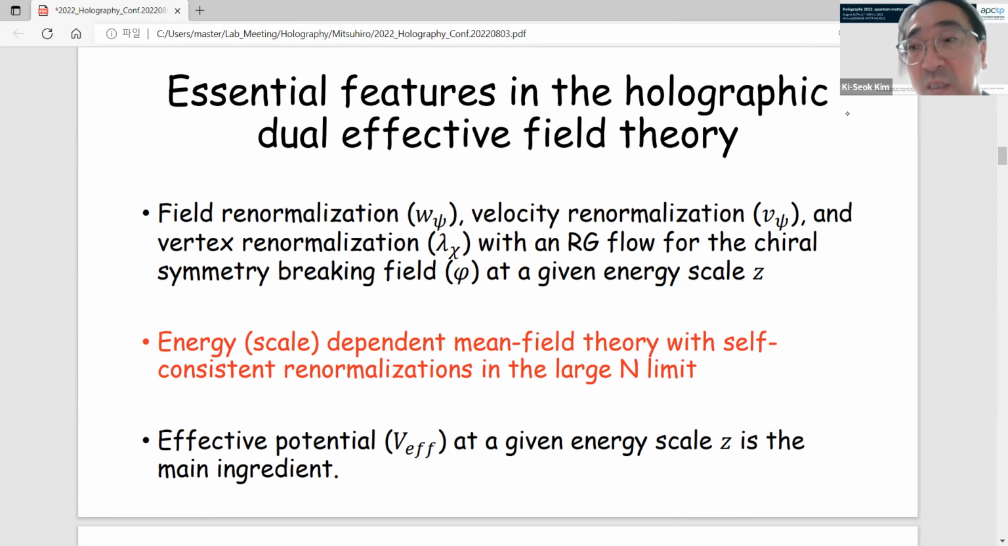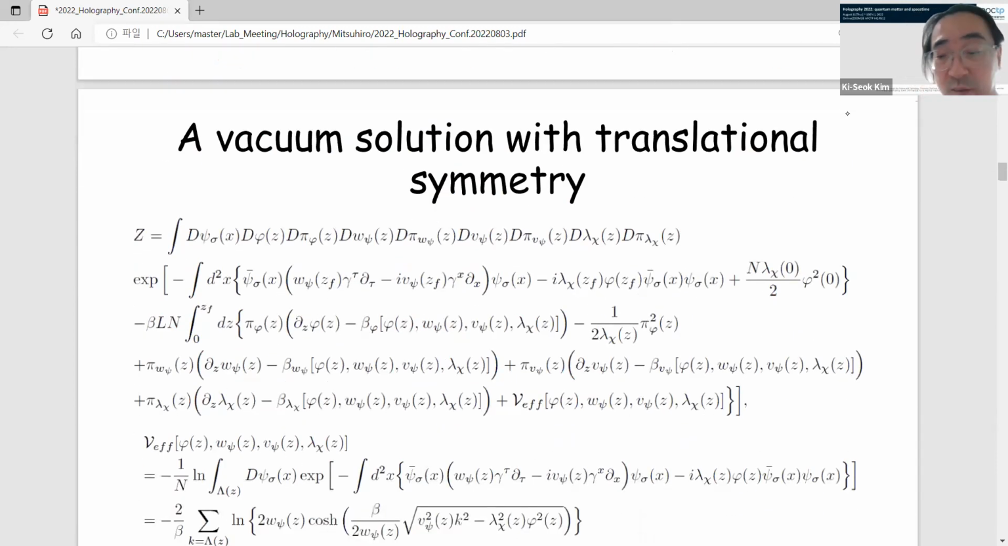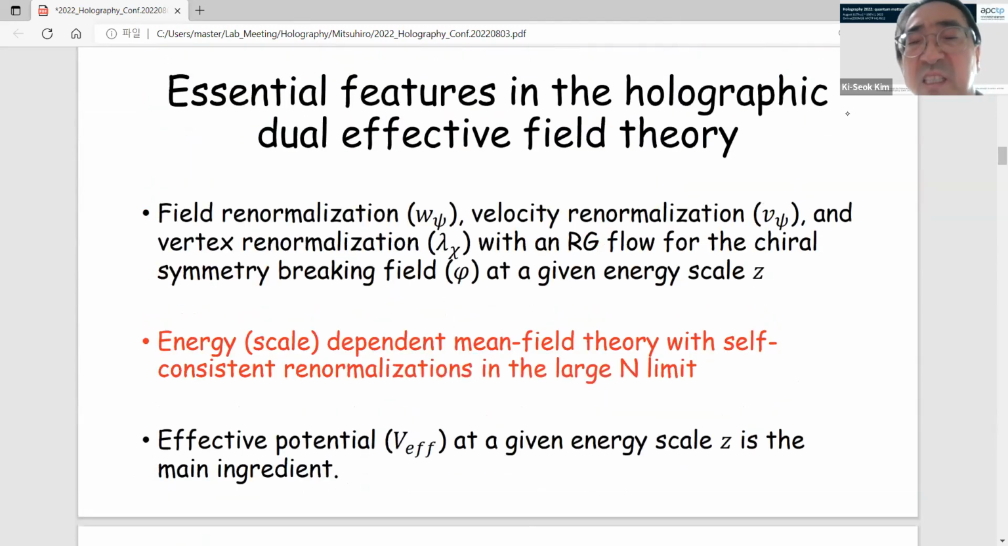So in this respect, you can regard this framework as an energy-scale-dependent mean field theory with self-consistent renormalizations in the large N limit. In this framework, the effective potential at a given energy scale plays the central role. But this is very highly intertwined, with non-linearly coupled equations, so solving it exactly is impossible. The way to solve this one is the same as the usual holographic way.